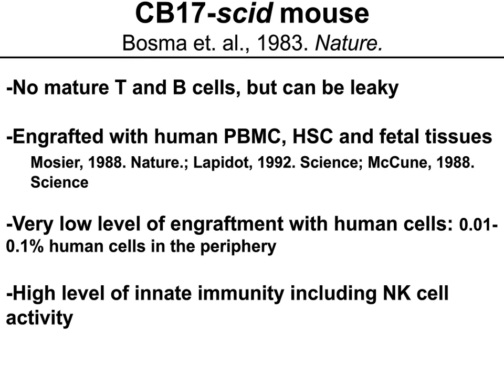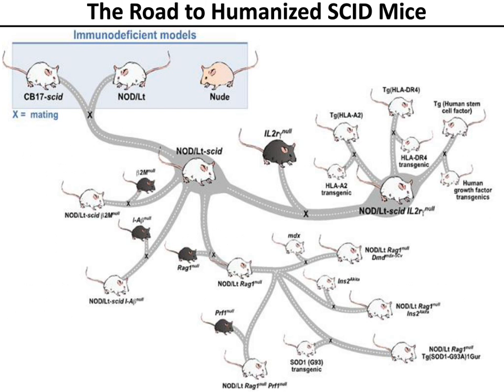So the next step on the road to humanized SCID mice was to take the SCID mutation and to cross it onto the non-obese diabetic mouse background, or the NOD mouse. As many of you know, the NOD mouse is a spontaneous model for type 1 diabetes. But with the SCID mutation, no T cells, no B cells, these mice no longer develop the autoimmune diabetes.